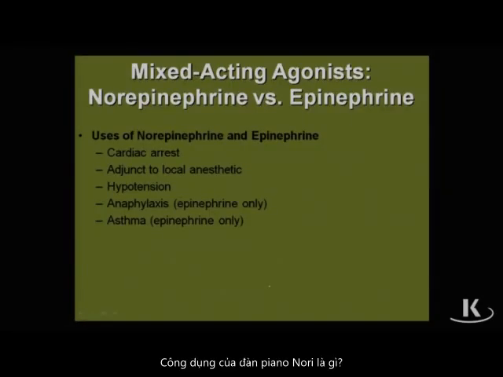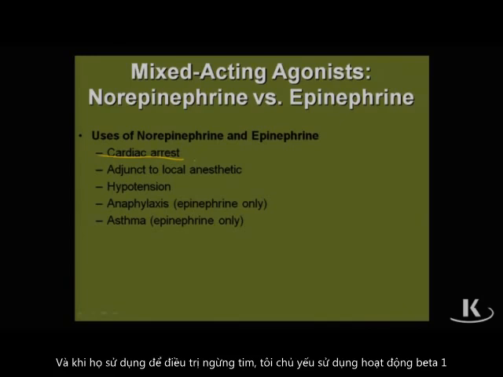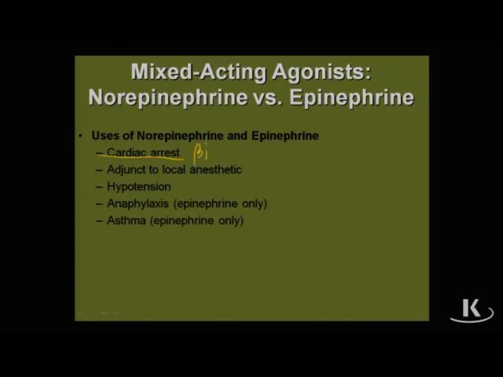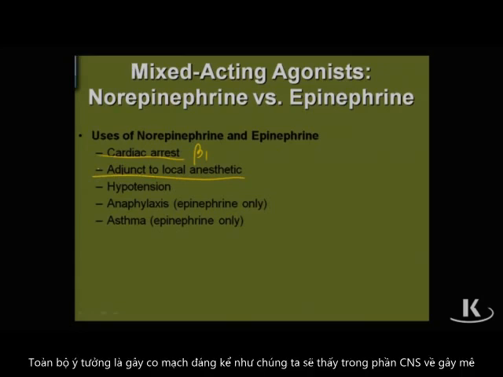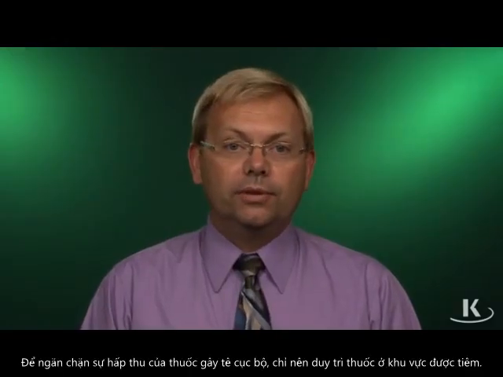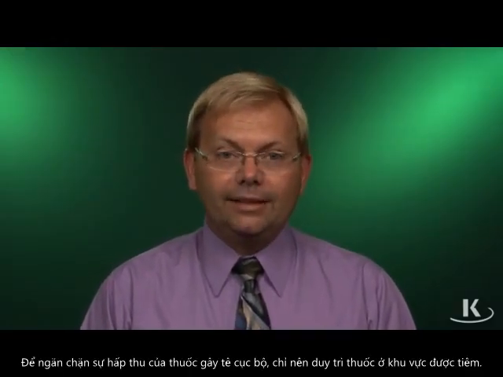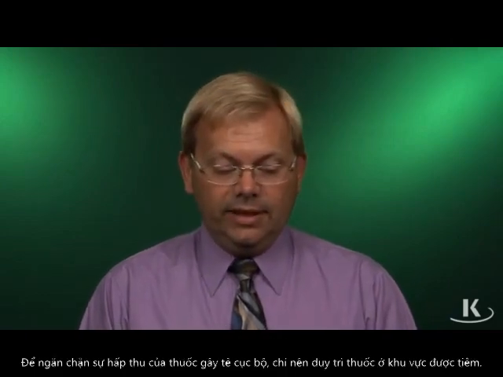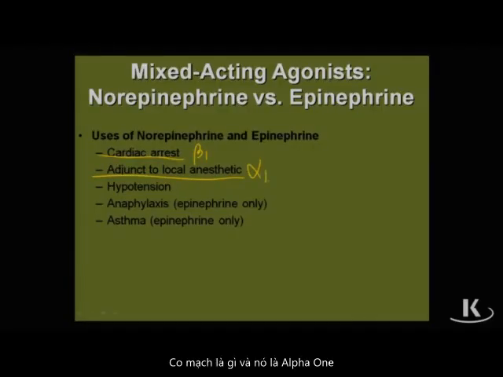What are uses of norepi and epinephrine? Well, obviously, both can be used for cardiac arrest. And when they're used for cardiac arrest, I'm using the beta-1 activity primarily to prime the heart and the pumping of that muscle. In adjunct to local anesthetic, the whole idea is to cause significant vasoconstriction, as we'll see in the CNS section on anesthesia, to prevent the absorption of the local anesthetic, so as to maintain it only in the area where I injected it. Well, this is vasoconstriction, and it's the alpha-1 effect of both medications we're looking at here.